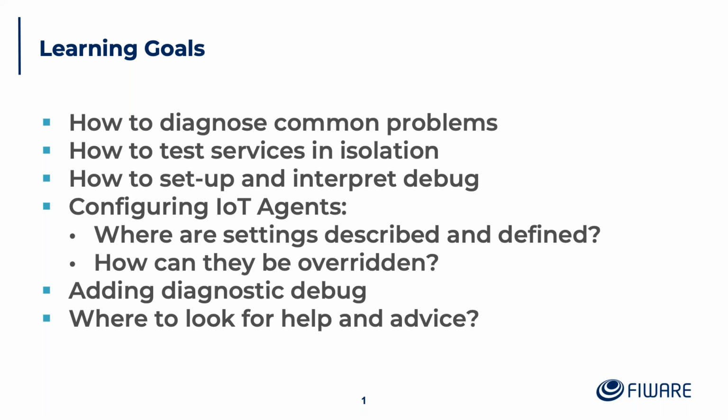We need to be able to set up and interpret the debug from the various disparate elements of the FIWARE ecosystem, which, because they are contributed from multiple sources, are not necessarily consistent with each other. We're going to ensure that you know how to configure your IoT agents and where these things are actually defined, so you can work out what the setting needs to be. And equally, there are various different layers at which they can be overridden, so you need to know the order in which things overwrite other things.